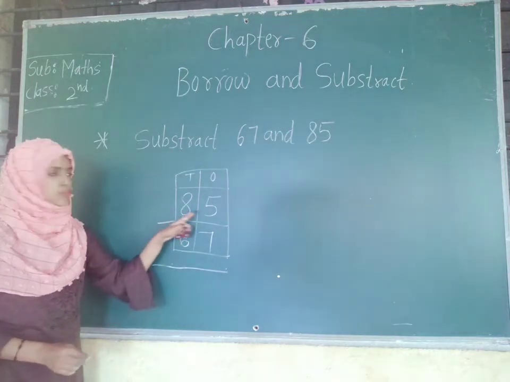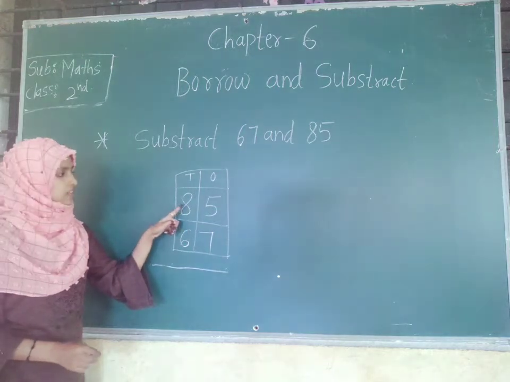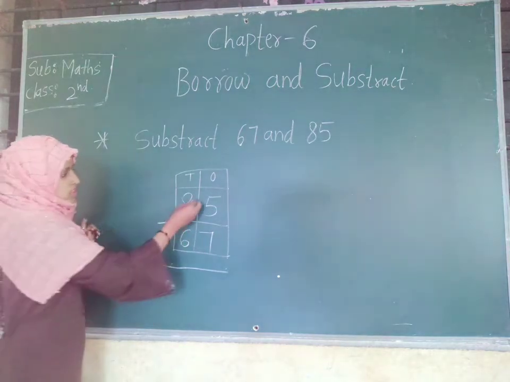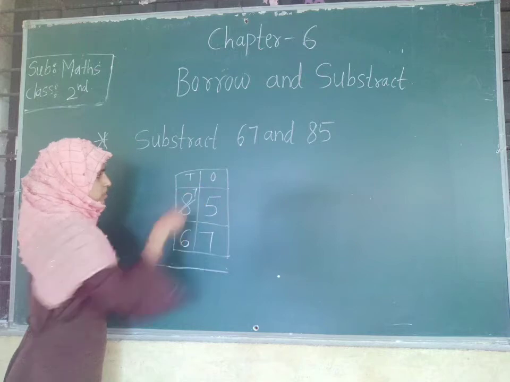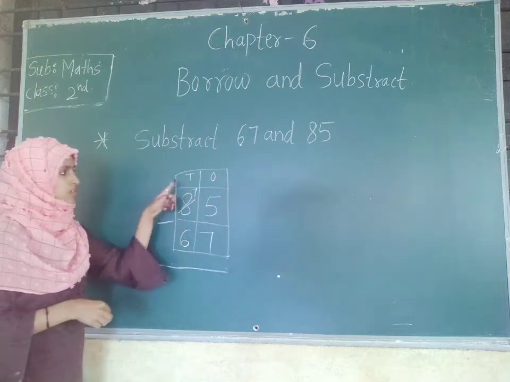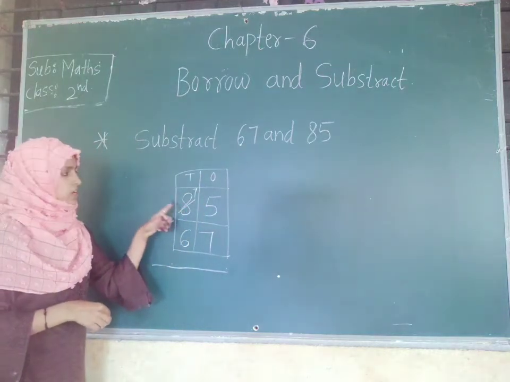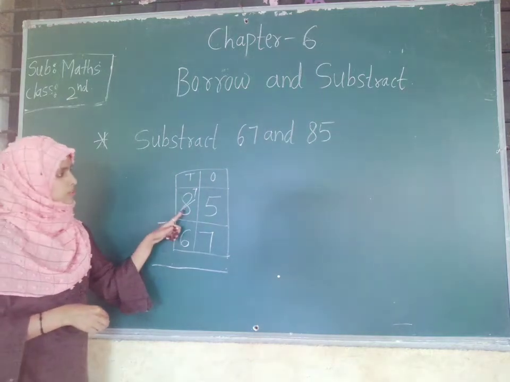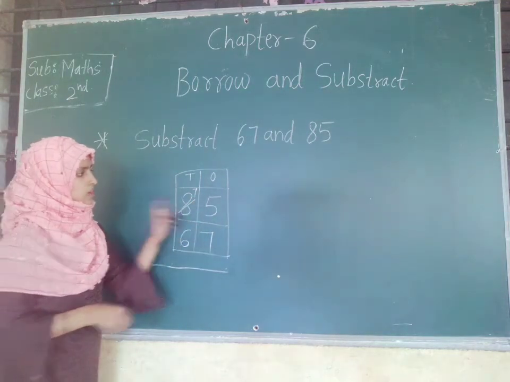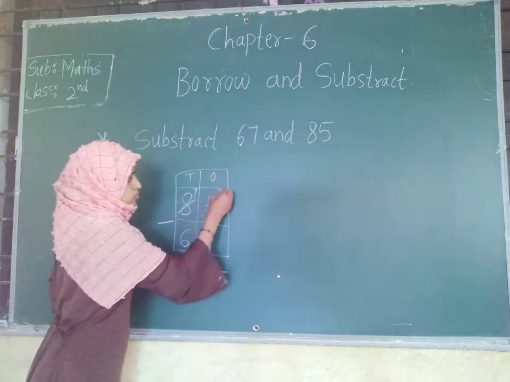We need to regroup the next digit, that is 8. So this 8 becomes 7. If we take 1 ten from this 8, it becomes 7. This 5 becomes 15.